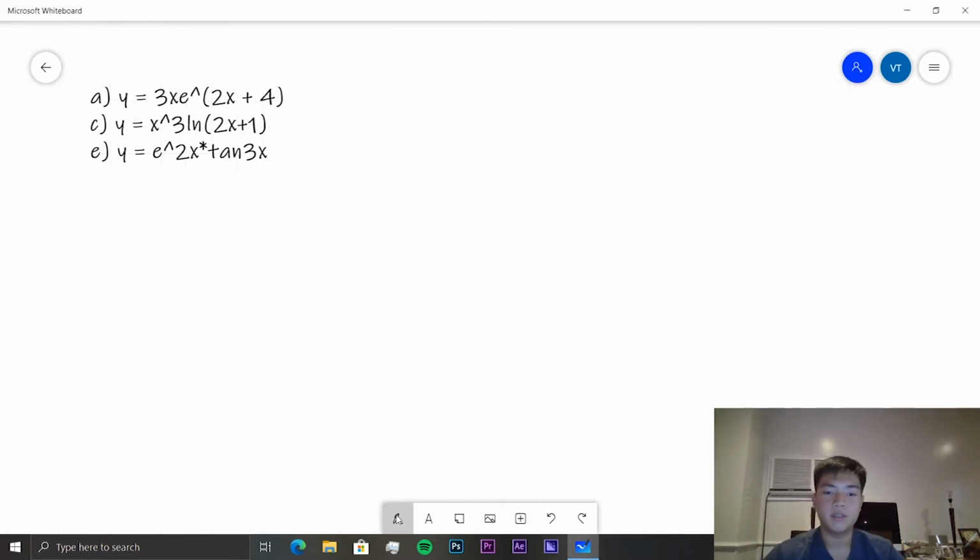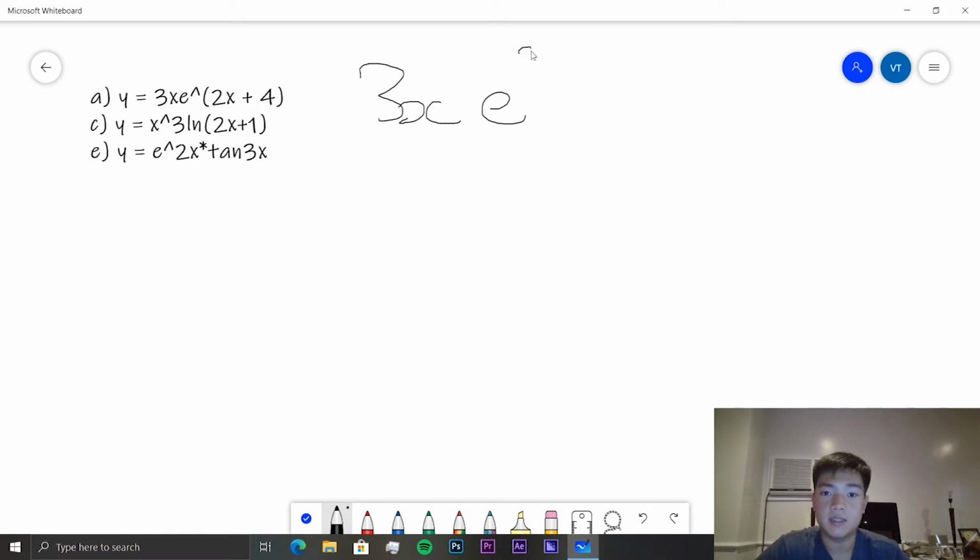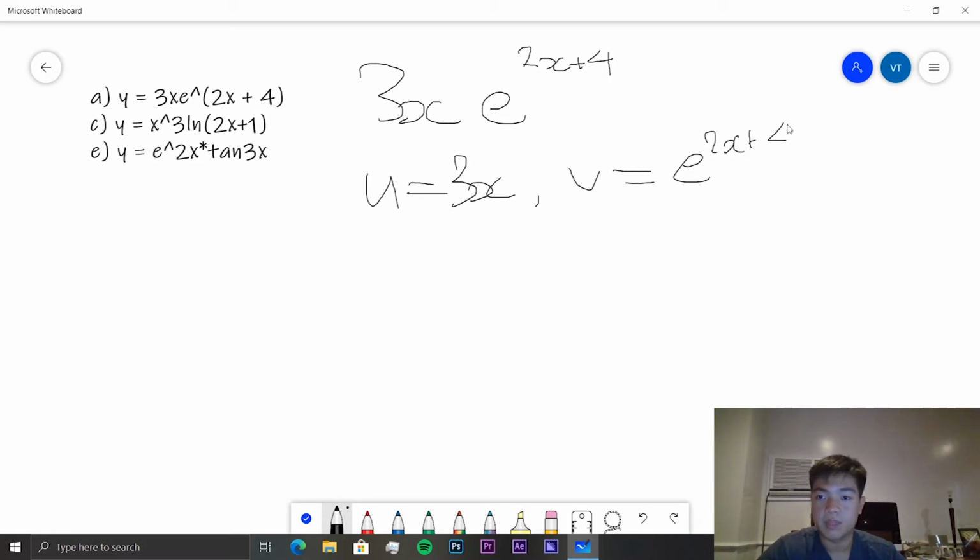So let's do the first one, where we have 3x times e to the 2x plus 4. Using product rule, we know this is equal to uv prime plus vu prime. So let's label our u and v. Our u is of course going to be 3x, and our v is going to be e to the 2x plus 4. So the derivative of u is simply 3, and the derivative of v is simply equal to 2 times e to the 2x plus 4.